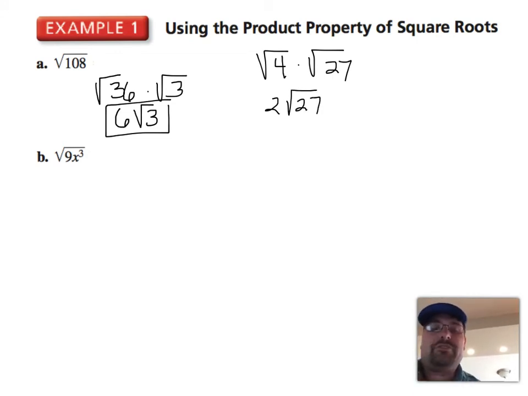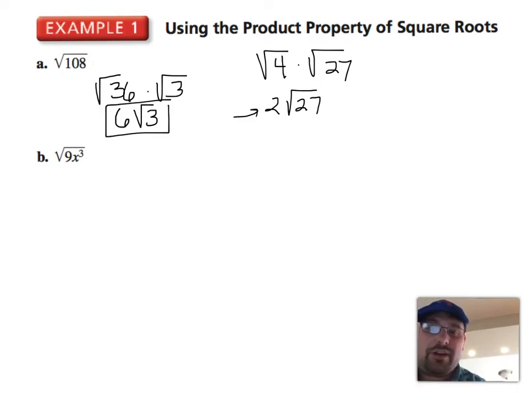The problem is 2 root 27 is not simplified. It's not simplified. Because what number can you take the square root of that goes into 27? It's 9. So you'd actually have to go one step further, which leads into the next thing.